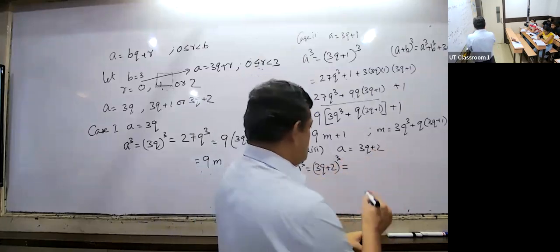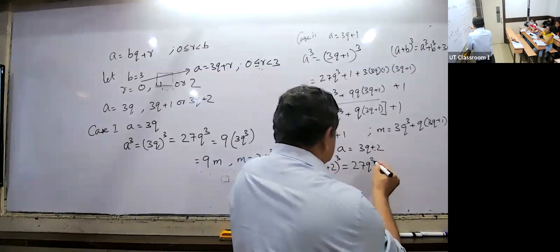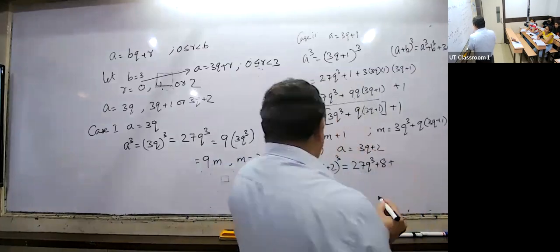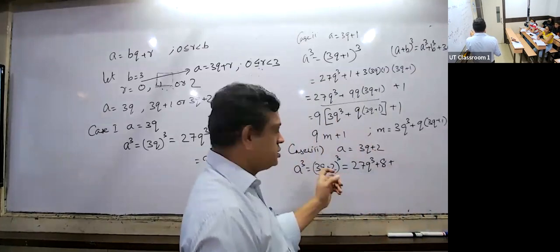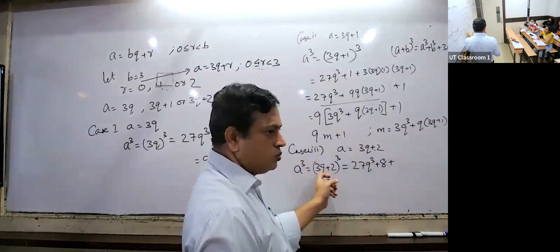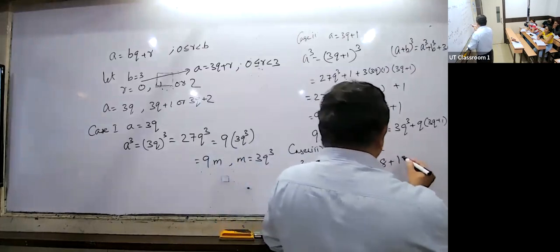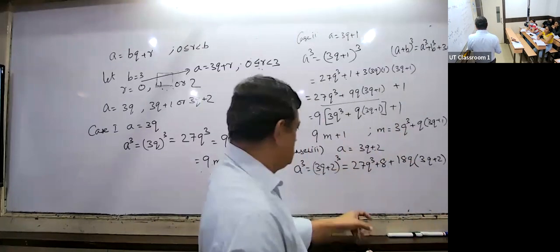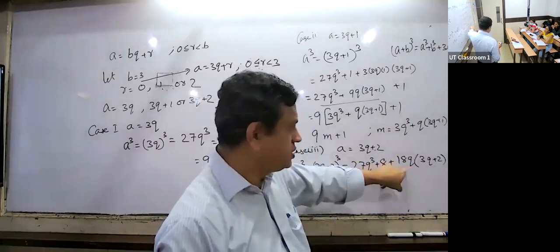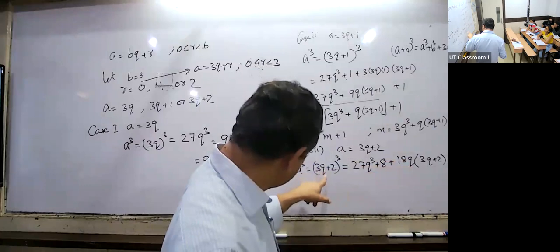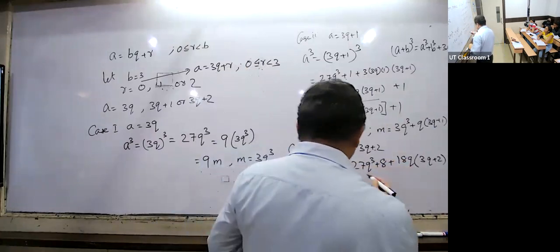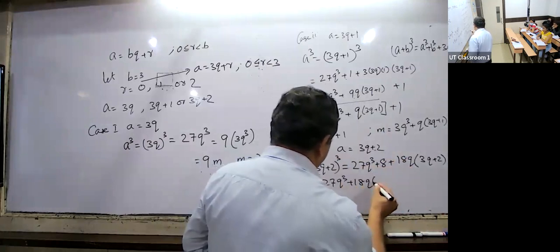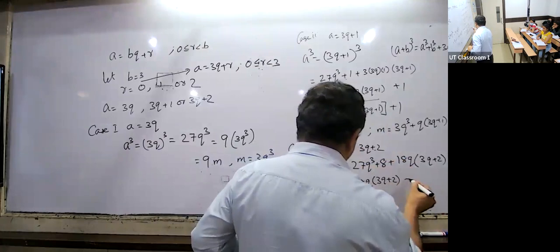27q cube plus 8 plus 3ab. You can directly write 3 into 3, 9; 9 times 2 is 18q times (3q plus 2). Are you followed what I did? Yes, sir. a cube plus b cube plus 3ab into (a plus b). 3ab means 3 into 3q into 2. If you want to write one more step, I can write 27q cube plus 18q times (3q plus 2) plus 8.